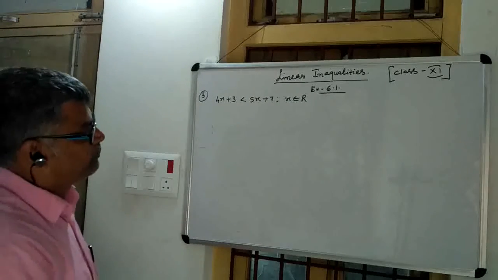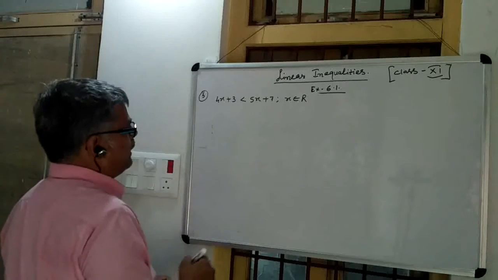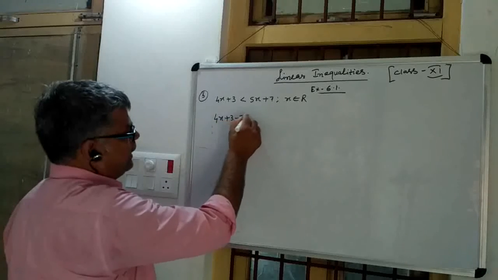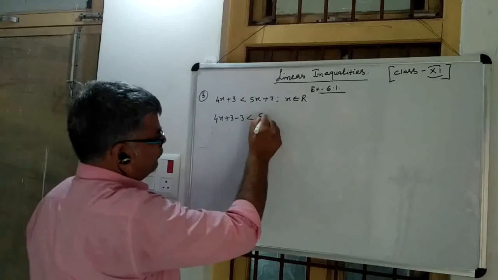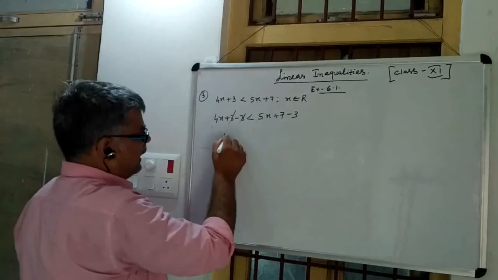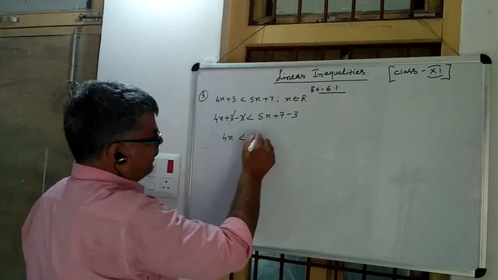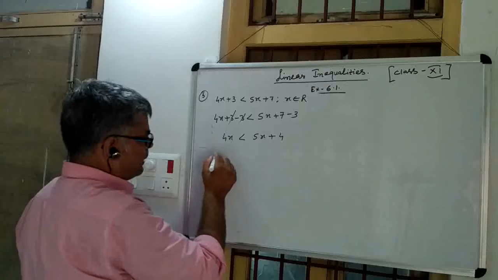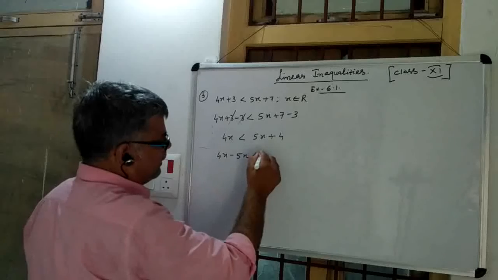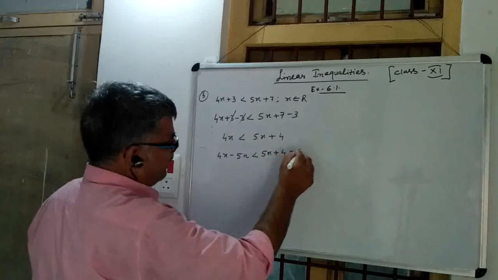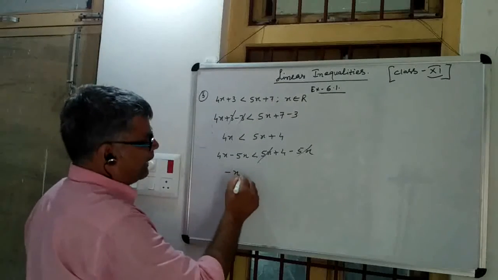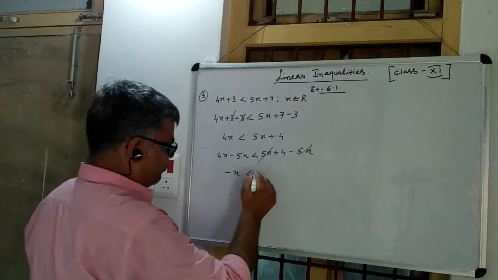So first of all, we will try to eliminate the constant. You can write 4x plus 3 minus 3, subtracting 3 on both sides. So 5x plus 7 minus 3, then plus 3 minus 3 will get cancelled. So 4x is less than 5x plus 4. Now subtract 5x on both sides. 4x minus 5x is smaller than 5x plus 4 minus 5x. This plus 5x minus 5x will get cancelled. So you will have minus x is smaller than 4.